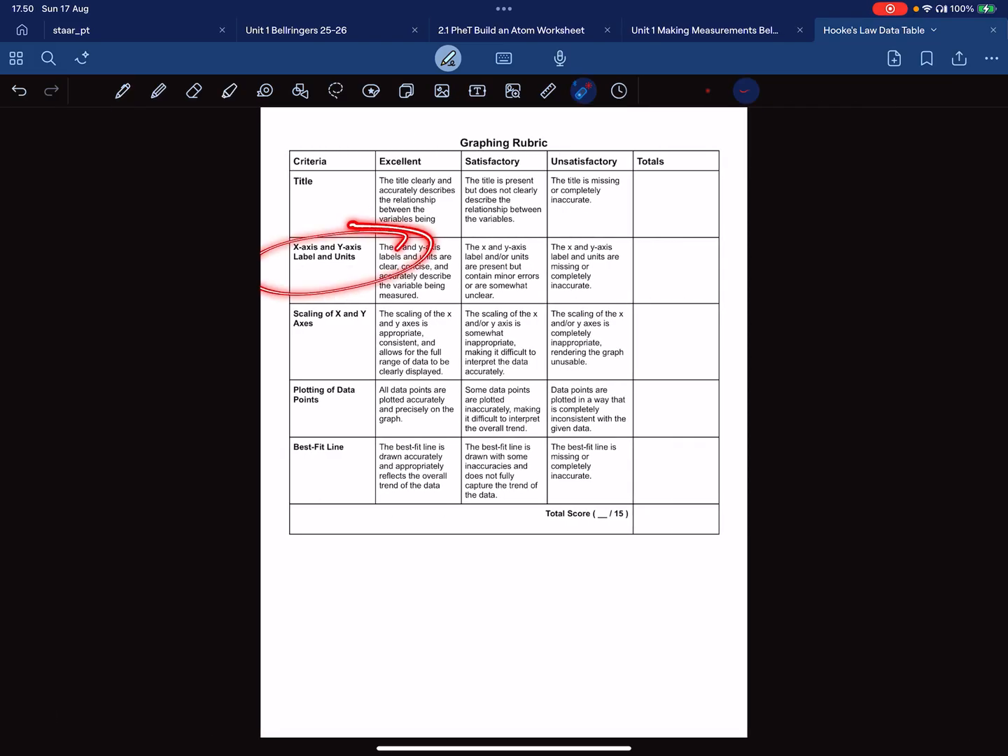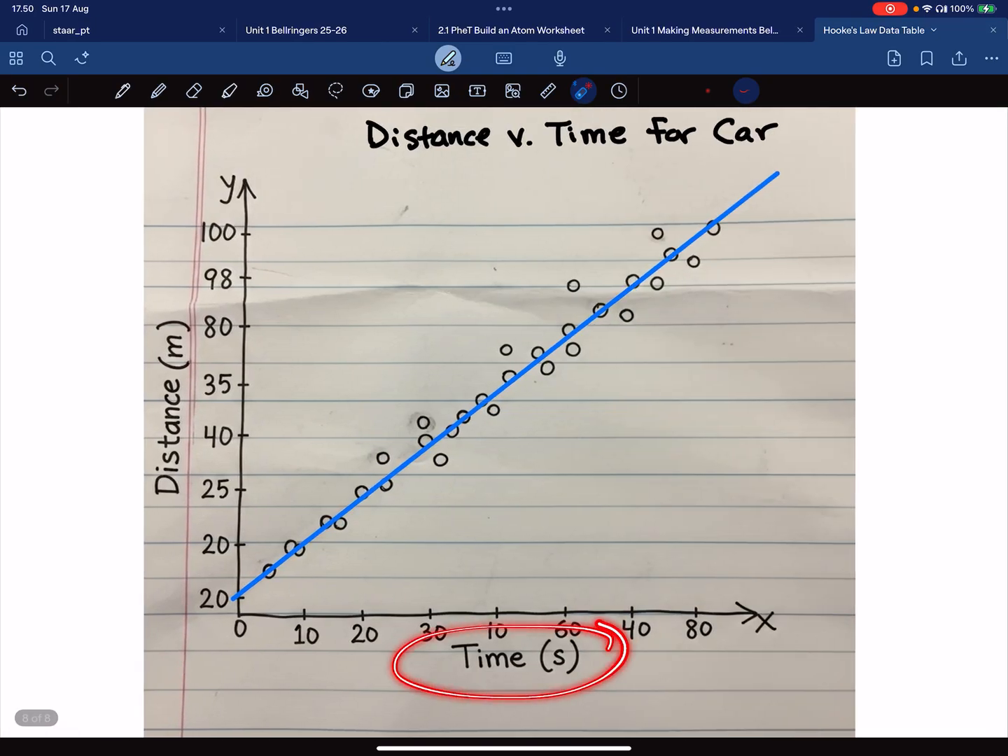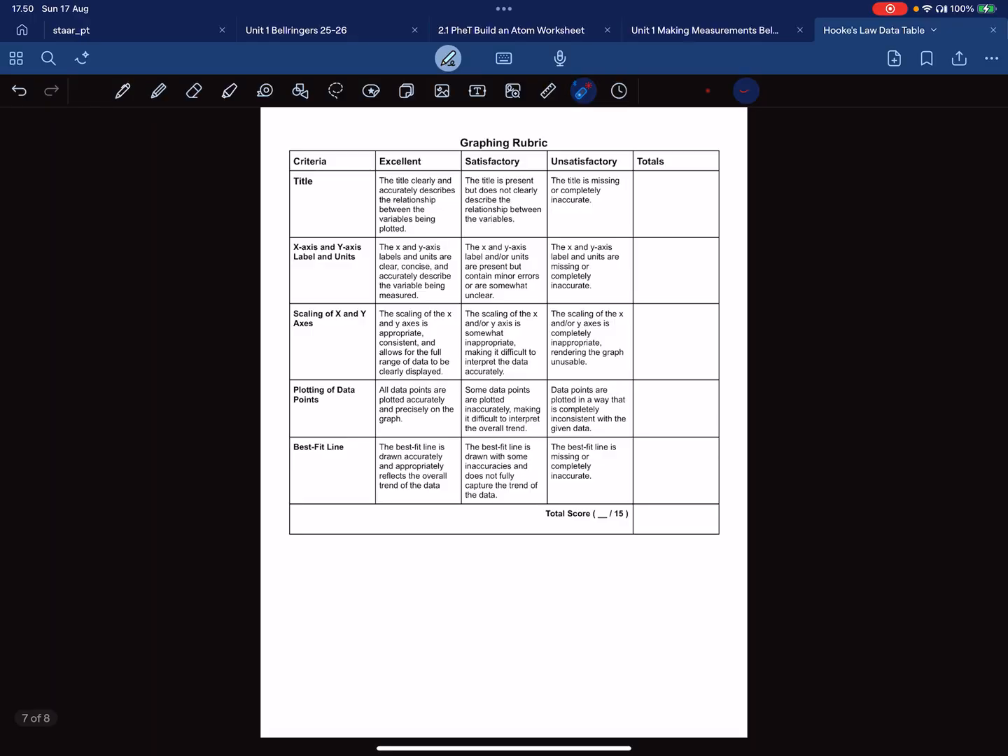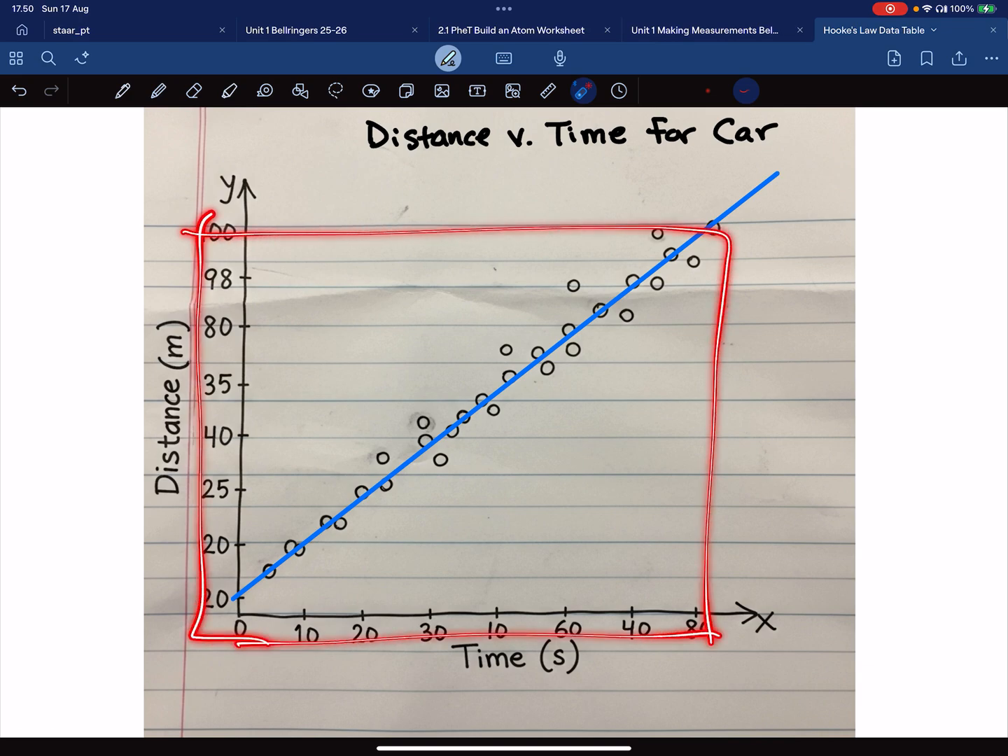X and Y axis have labels and units. There's my X axis, it's got a label, it's got a unit. There's my Y axis, it's got a label, it's got a unit. So I'm good. Scaling is correct. By that we mean it takes up more than 2/3 of the paper.